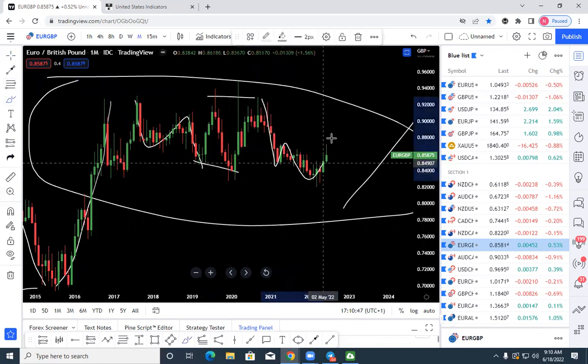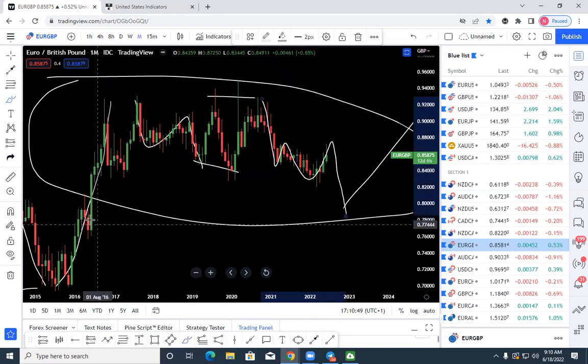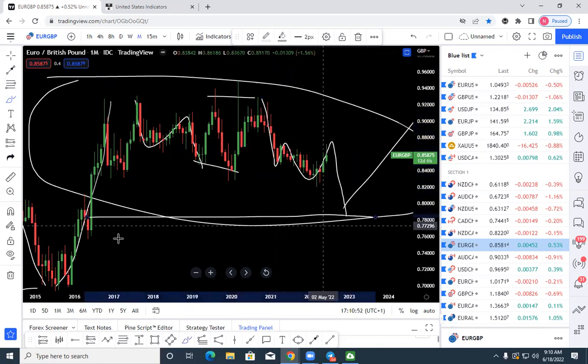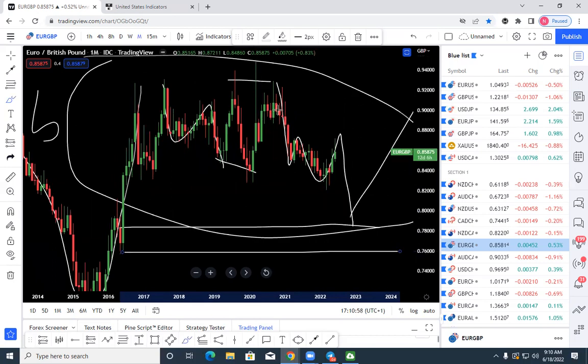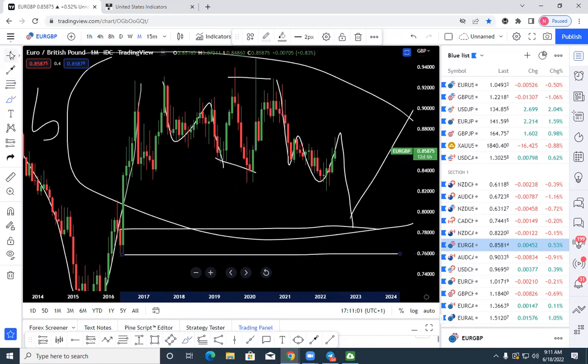One, two, and three. It moved down. So EURGBP, go and write it down, guys. It's coming down to around 77. So if you are buying at the current level, you are deceiving yourself, guys.